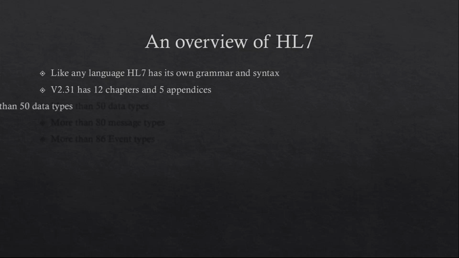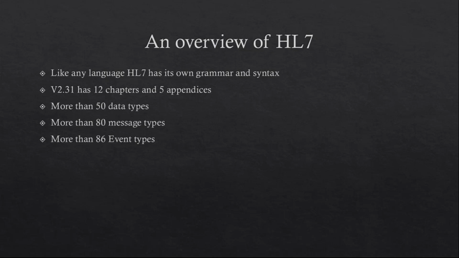We have more than 50 data types, more than 80 message types, and more than 86 event types within HL7. These are from 2.3 and above, and we'll see all of these aspects. We'll look at a few data types as part of the training. Almost 35 to 40 data types will be covered, the most common ones. We'll also cover the most important message types that are part of the hospital workflow we discussed, and a few event types as well.